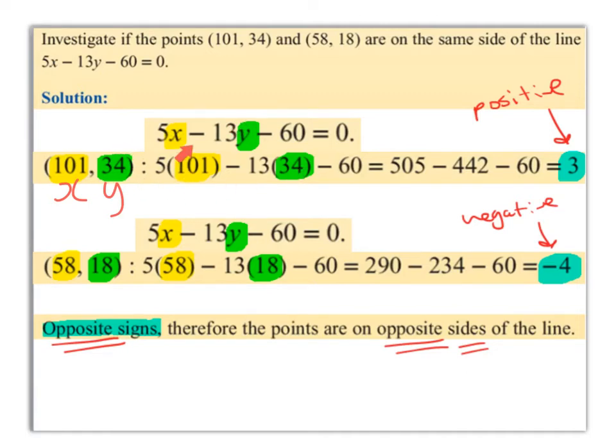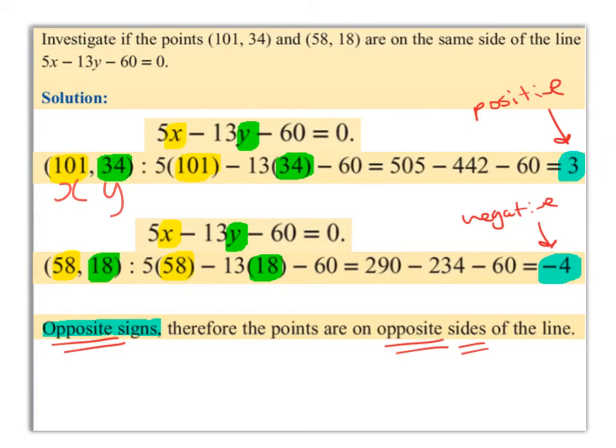So 5 times 101 minus 13 times 34 minus 60 equals 3. And 3 is positive. So clearly this point is not on the line 5x minus 13y minus 60, because we would have got an answer of 0 if it was on the line.